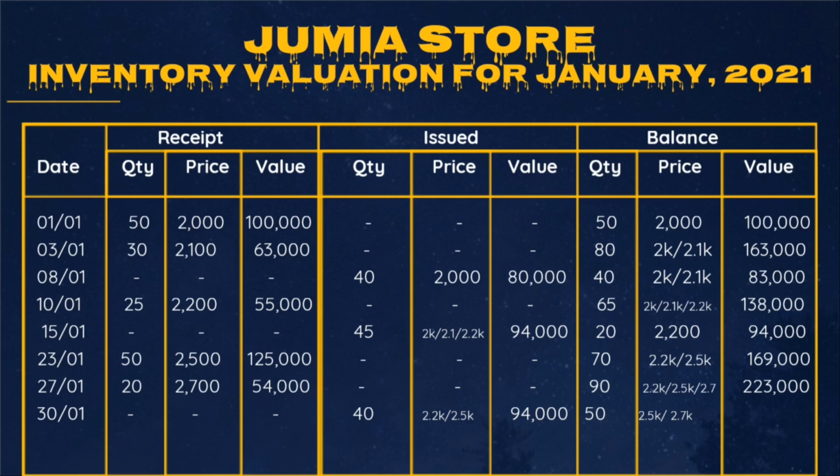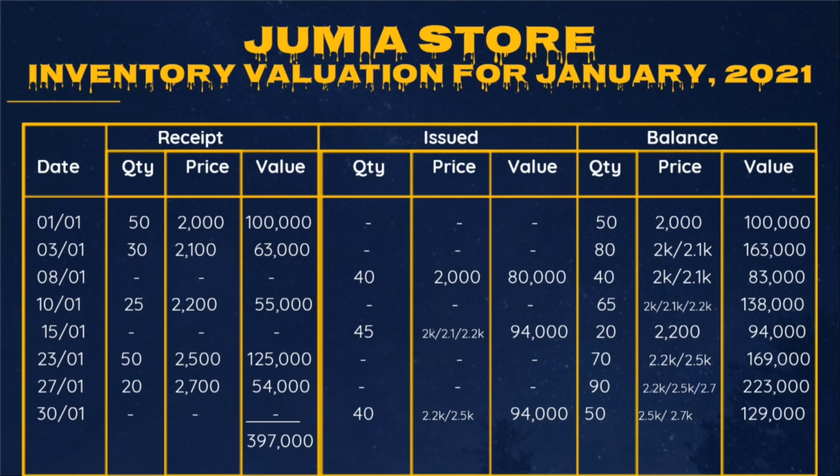Now they are supplying items worth 94,000 naira. 223,000 naira minus 94,000 naira, that is going to give us 129,000 naira. That is all about the preparation of the inventory and how to calculate the inventory valuation. So now let's look at the balances. Under the receipt side, if we add all the values together, let's close the account. 100,000 plus 63,000 plus 55,000 plus 125,000 plus 54,000, that is going to give us 397,000. That represents the total amount of purchases for the month of January.